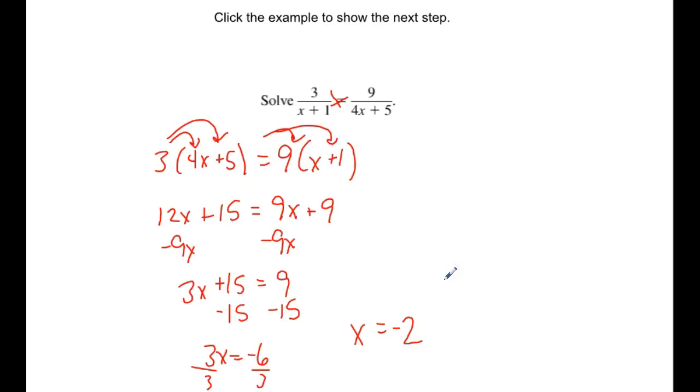Just like before, I always want to check my work, but when I'm dealing with rational functions and rational expressions, I always want to make sure that my denominator is not going to be 0. So I look back up in my original equation and see if there's anywhere where this x equals negative 2 would make my denominator 0, which would make it not a real answer. I don't see that that's the case here, so I know that this is my answer and my solution.